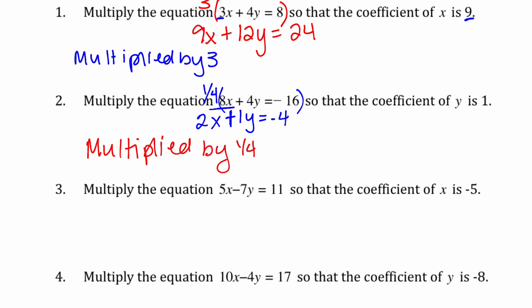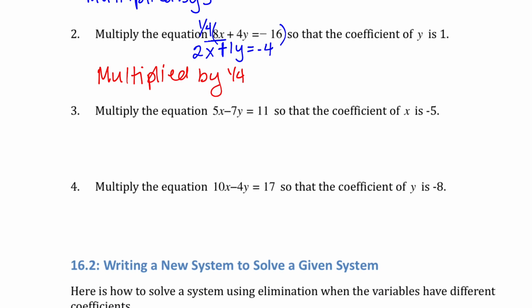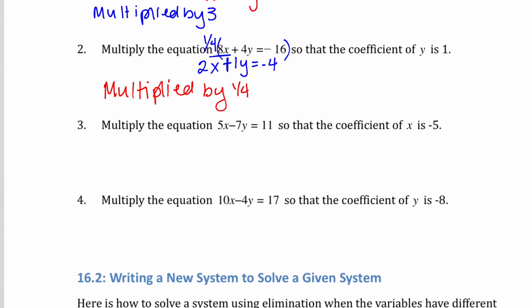Yeah. All right. We're going to multiply the equation 5x minus 7y equals 11 so that the coefficient of x is negative 5. What is my coefficient on x right now? 5. How do I make it a negative? What do I multiply by? Negative 1.